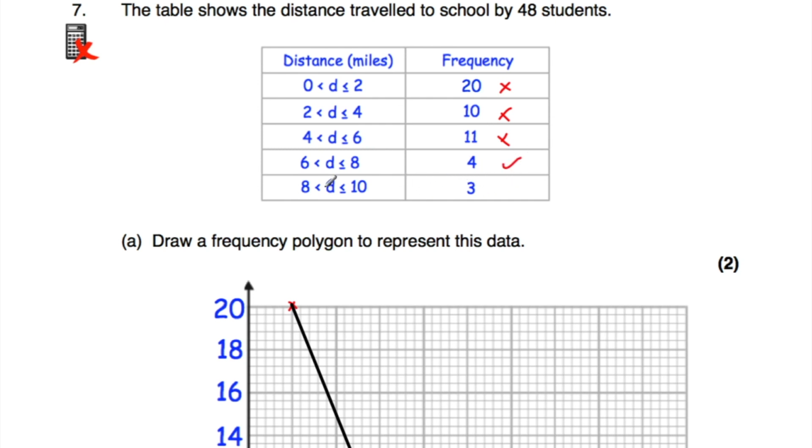And these 3 students, they've travelled more than 8 miles but less than or equal to 10. So those 3 students as well would travel more than 6 miles. So altogether, 4 plus 3 is equal to 7. So 7 students travelled more than 6 miles.